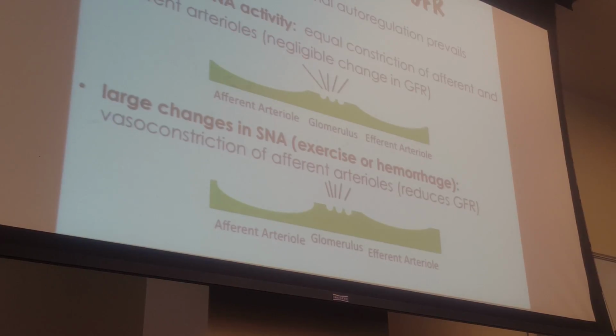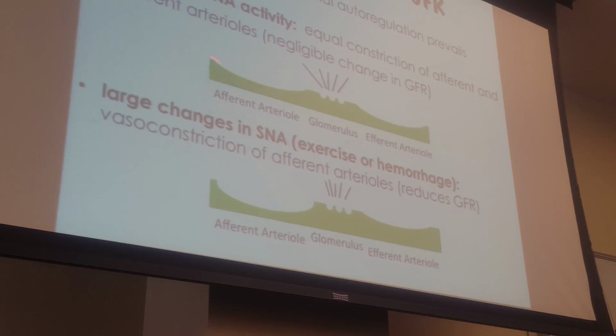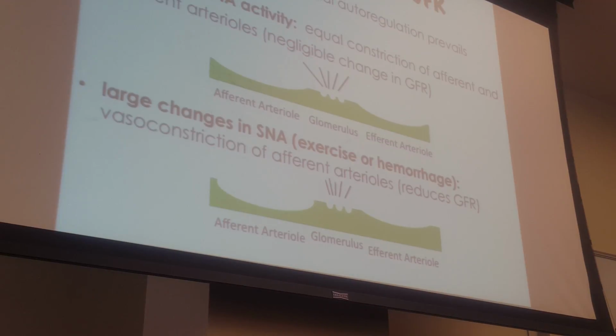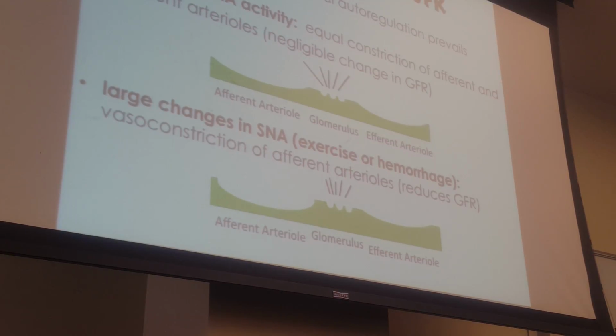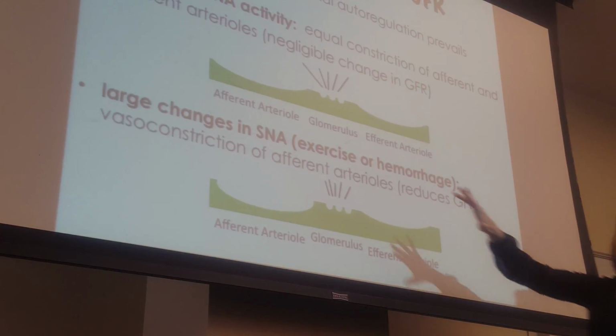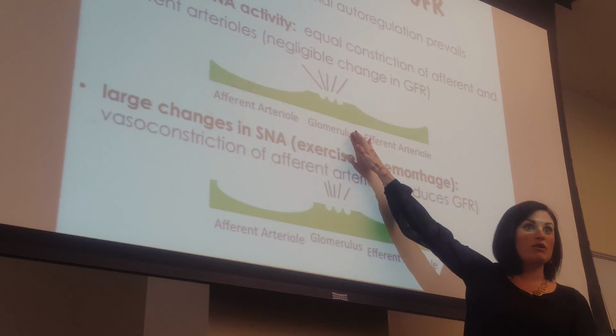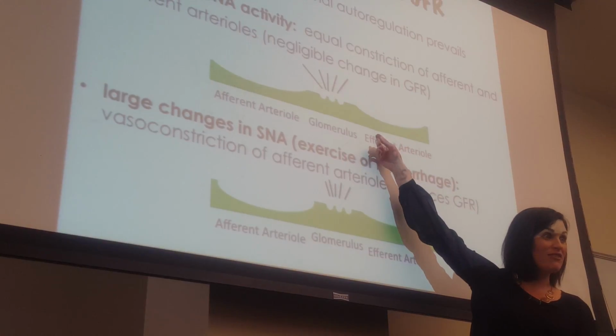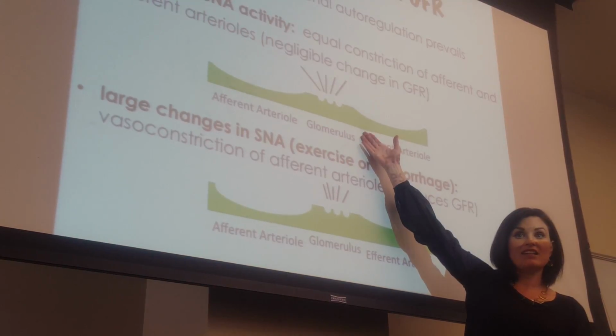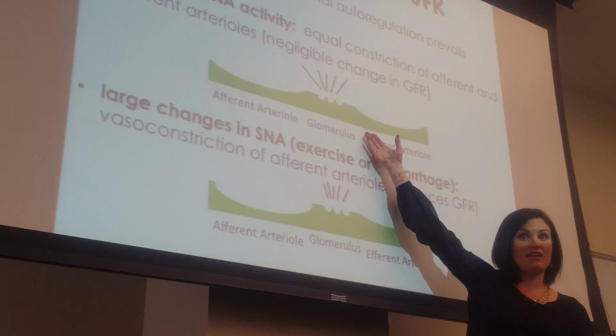So a situation in which you might have high sympathetic nerve activity, you would see constriction of both the afferent and the efferent arteriole, all right? And the idea here is to maintain flow, all right? So you're slowing down what's entering, but you're also slowing down what's leaving, all right? And so that allows flow to be maintained, okay?